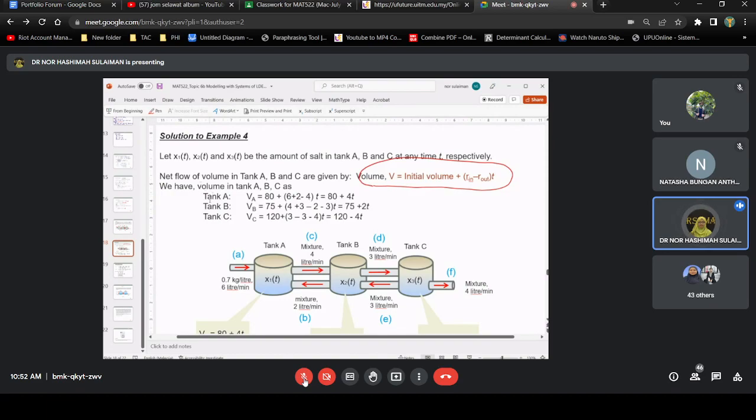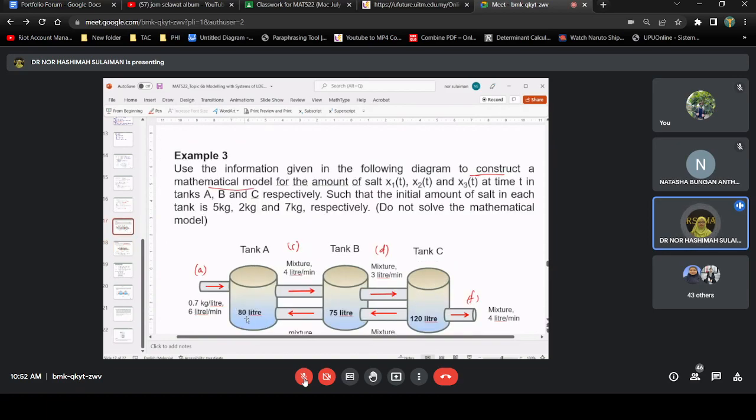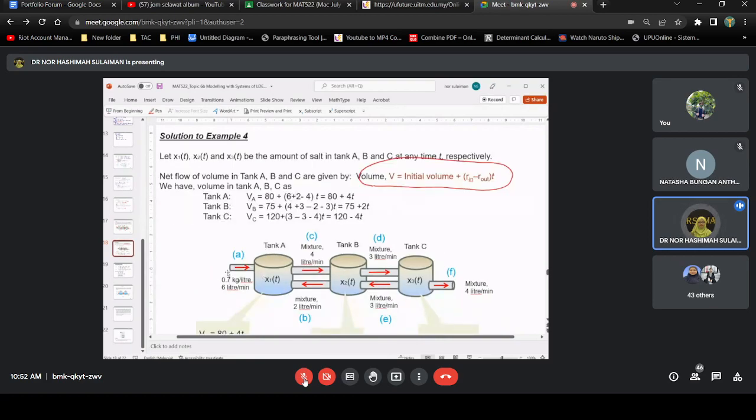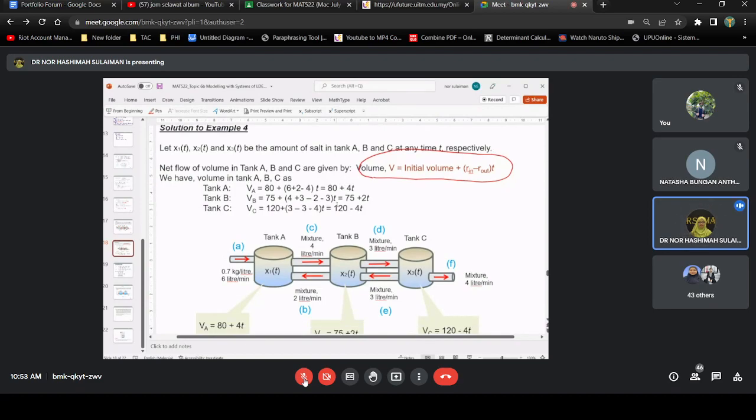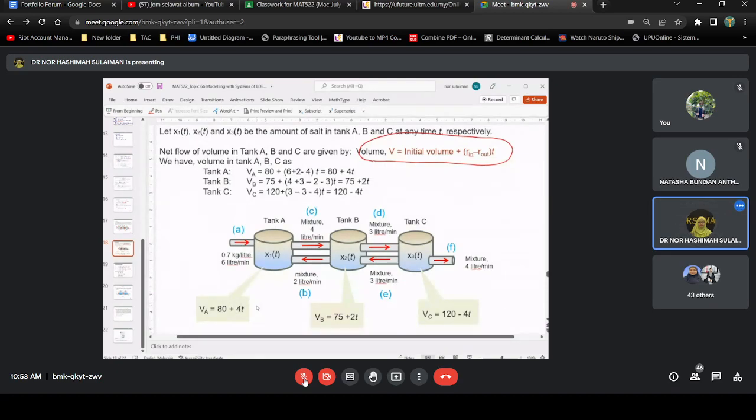Itu je bezanya. So if look at tank A, apa berlaku kat tank A? The initial amount of solution tadi adalah 80 liter, right? So 80 liter, okay, tambahkan dengan yang masuk tadi 6 tambah 2 tolak 4. 6 tambah 2, 8 tolak 4 jadi berapa? Jadi 4. So volume dia adalah 80 plus, nampak ni, volume in A adalah 80 plus 4T. Okay, volume dalam B adalah 75 plus 2T. Macam mana dapat 75 plus 2T? Okay, so the initial volume tu adalah 75 dan then yang masuk adalah 4 tambah 3 jadi 7, yang keluar tolak 2 tolak 3. So 4 tambah 3 tolak 2 tolak 3 jadi berapa ni? Jadi 2 lah kan? So you have 75 plus 2T. Okay, are you all with me?